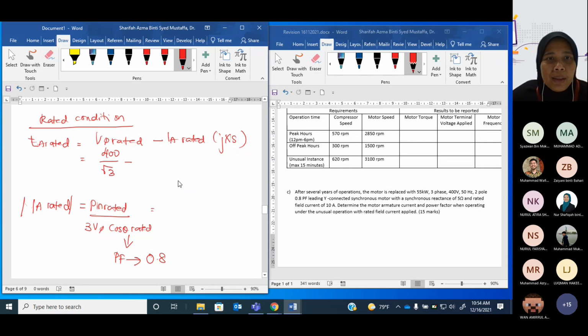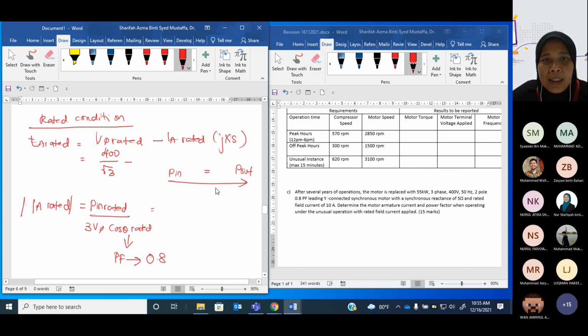Kalau kita ada power flow, if you still remember, this is P in. So we are using P in to calculate the I rated, ya. This is P out. Yang given in the question, 55 kilowatt tu, is it P out or P in? P out, P out rated. So in this case, anything mentioned about the losses? No, P in equals to P out.